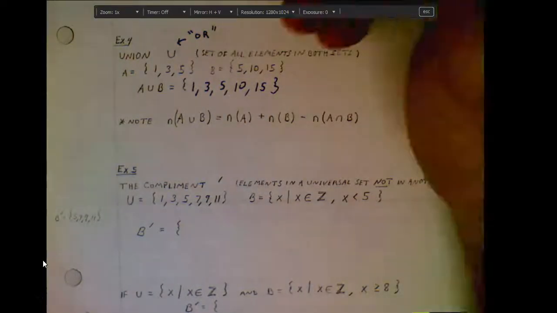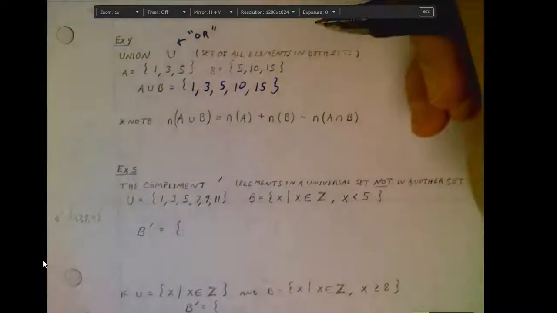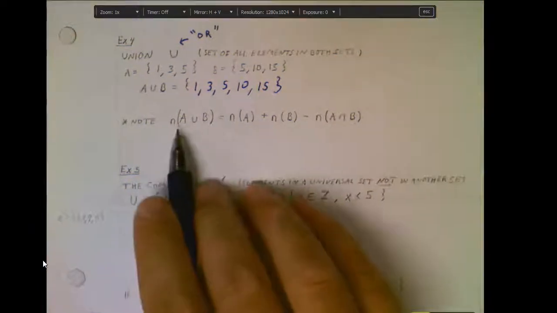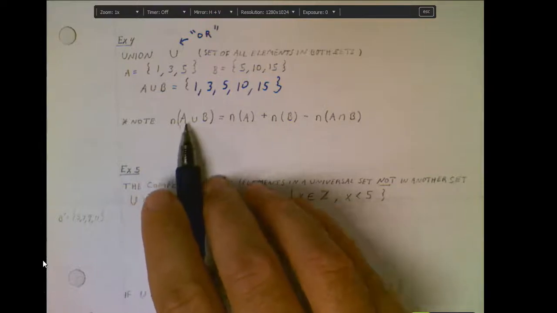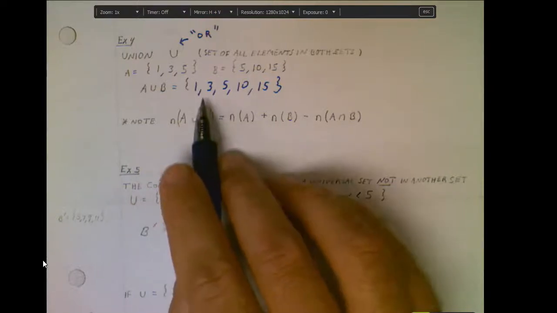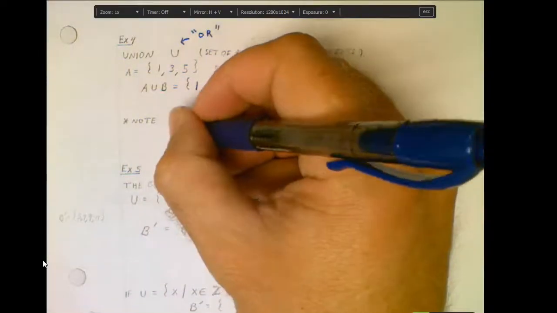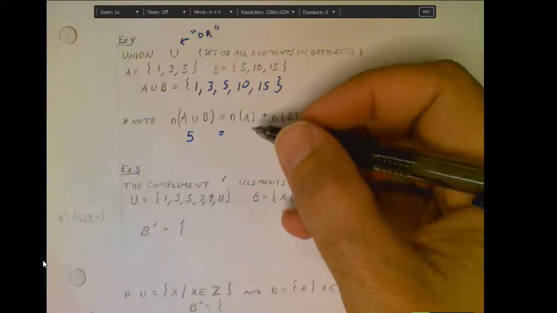So I listed every element that is in A or in B. Notice a little formula right here. This is something we work with again when it comes to time for probability. That if you were to take the number of elements that are in A or B, so that's right here, 1, 2, 3, 4, 5. The number of elements that are in A or in B is equal to the number of elements in A.